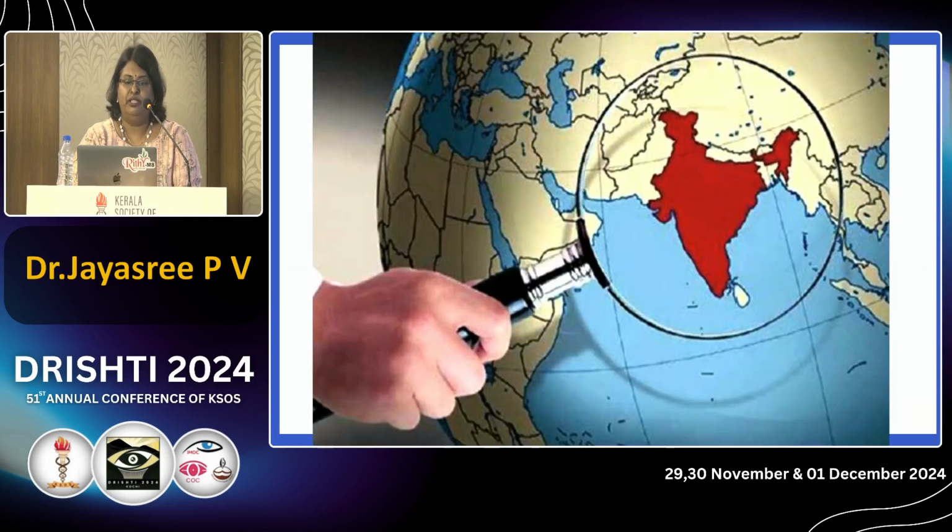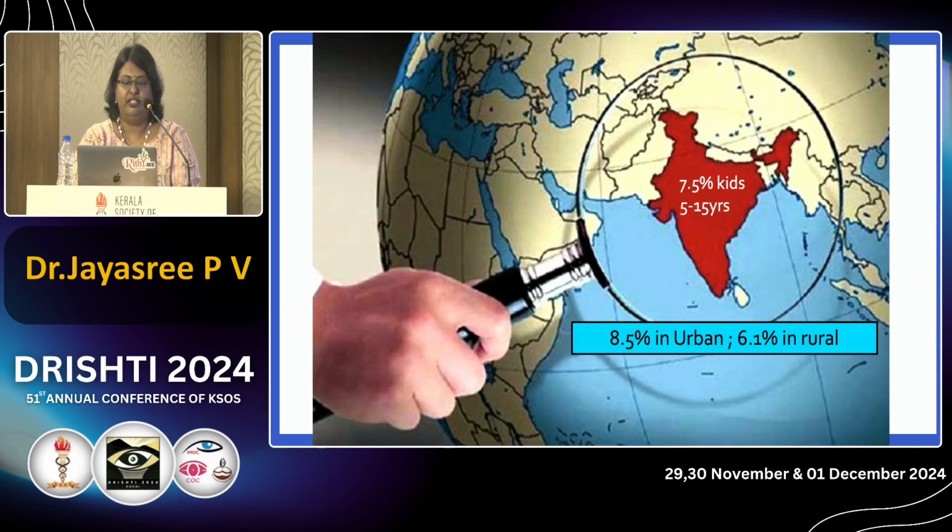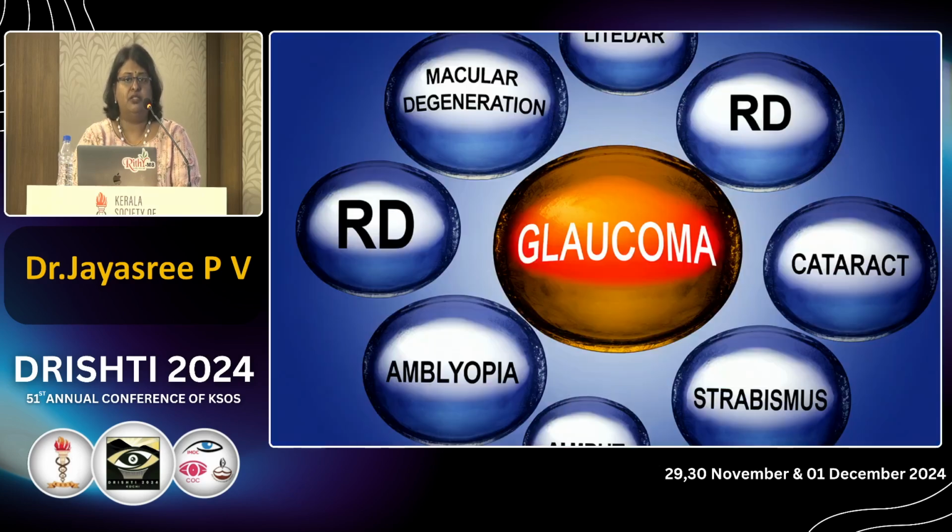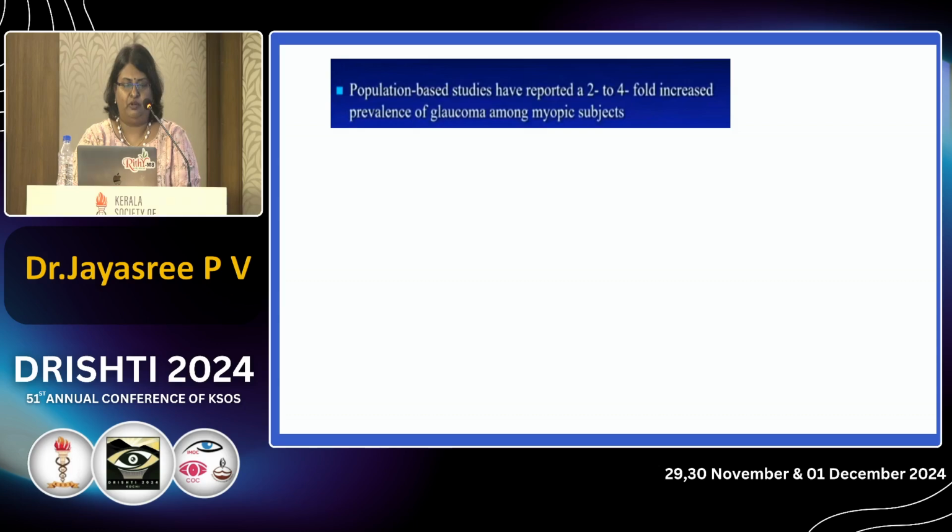So coming to India, 5 to 15 years, 7.5% of the kids are already myopic, more so in the urban population. By 2050, 50% of the population here are going to be myopic, and many of them will have glaucoma also. Myopia is associated with so many other diseases, and glaucoma is one of the main problems. Many population studies have shown that glaucoma is associated with moderate to high myopia.